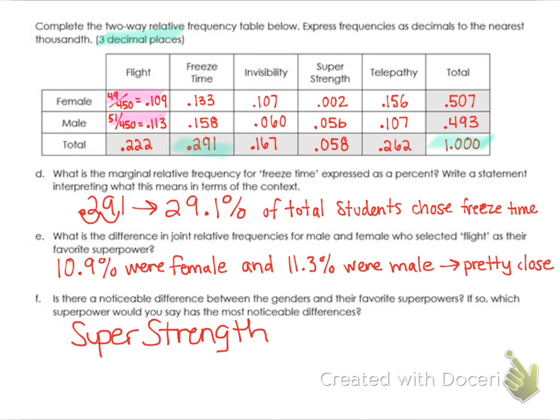So super strength because only 1 female versus 25 males. Okay, so that is a pretty significant difference. Other things that I would have also accepted would be maybe invisibility, because if you look, almost double the amount of females chose invisibility versus males. It was 6% versus almost 11%. For telepathy, it was 10% versus about 15-16%. So they're all about 5% difference, so each of those would be a fine answer. If you look at the other two, flight and freeze time, those values are not as significantly different.